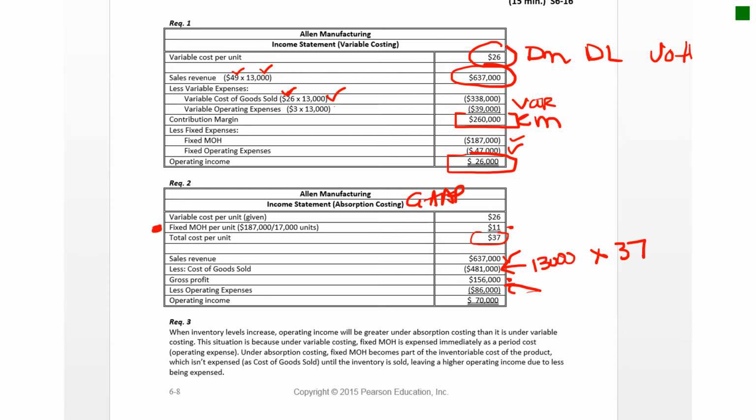So I'll just make a note. That number would be the variable amount that we've already calculated plus the fixed of 47, and that'll be your total period cost essentially. You get a net income of 70.